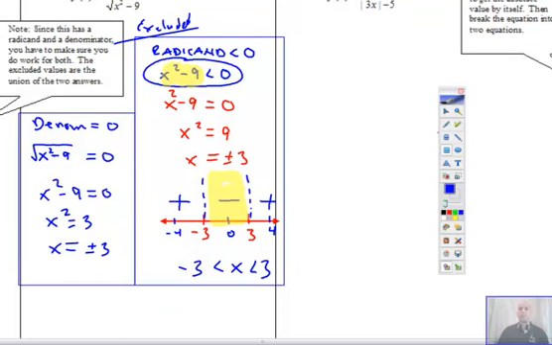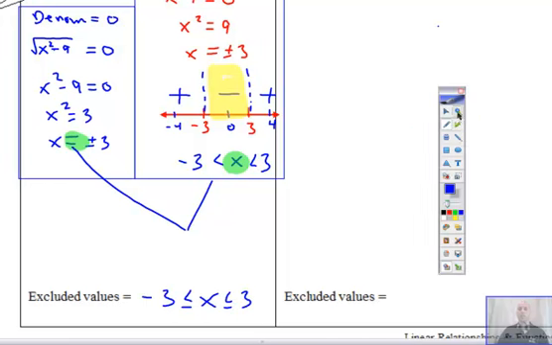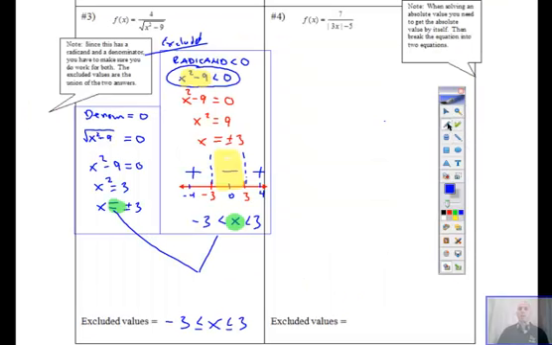If I put those two together, these two answers, this is saying x can't be between negative 3 and 3. This says x also can't be 3 or negative 3. If I put those together, then I'm saying that x can't be between or including a negative 3 and 3. That's my final answer for that problem. And the reason I had to do both denominator and radicand for that, because there's a radical on the bottom of the fraction.